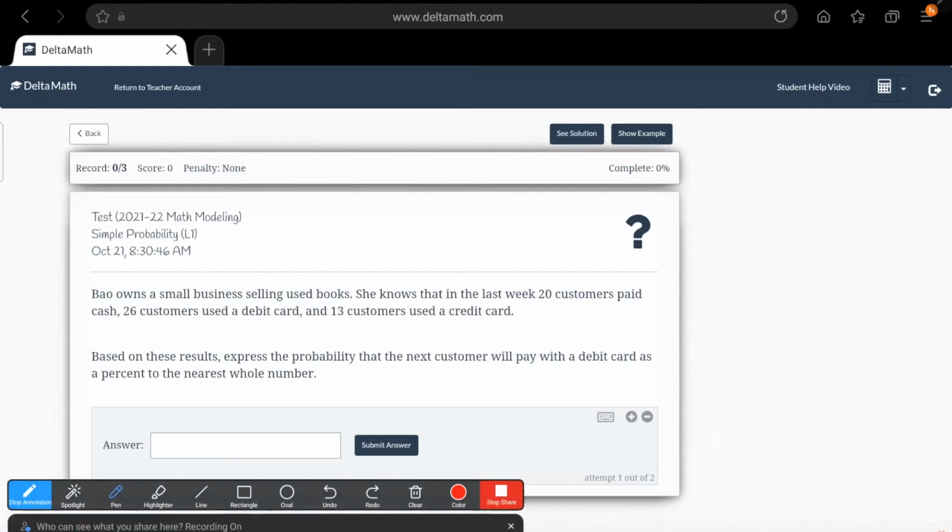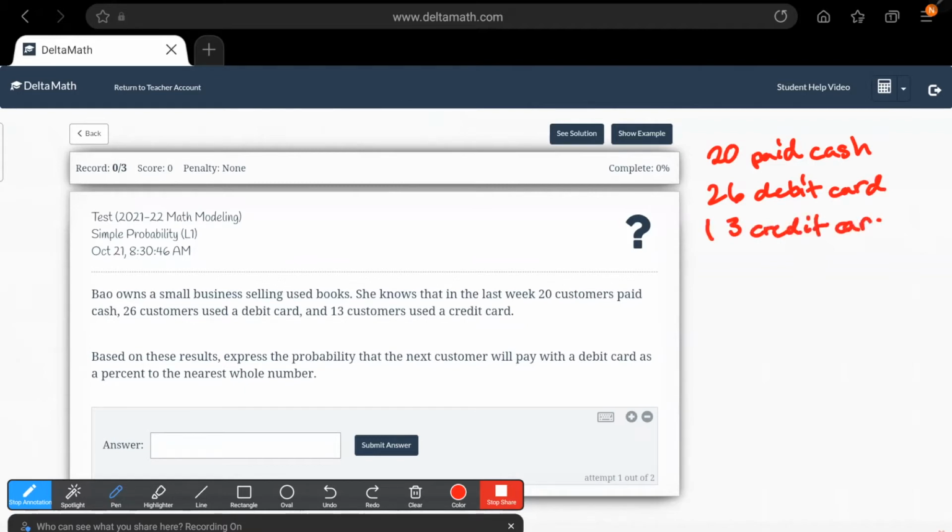So number one, we've got Bao, who owns a small business selling used books. She knows that in the last week, 20 customers paid cash, 26 customers used a debit card, and 13 customers used a credit card. Based on these results, express the probability that the next customer will pay with a debit card as a percent to the nearest whole number.